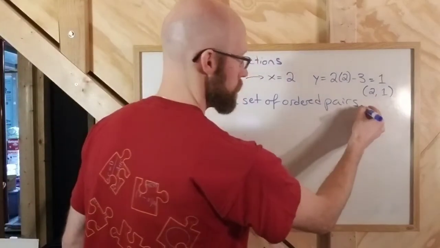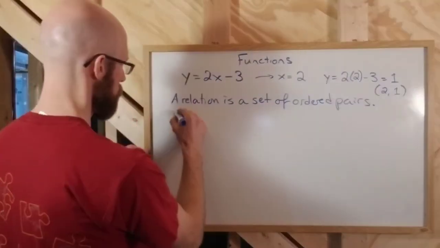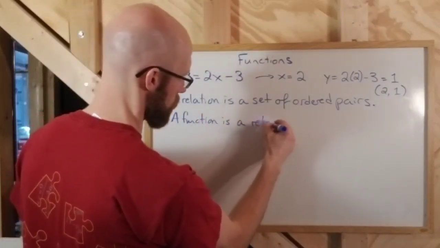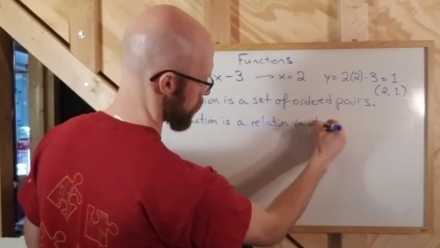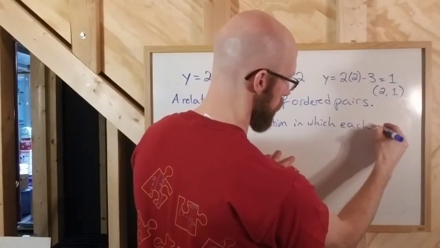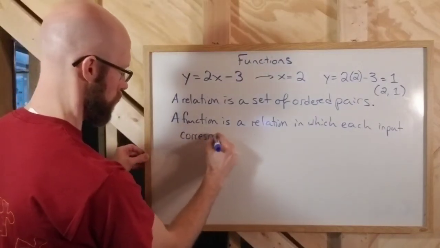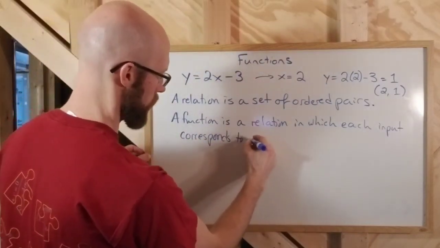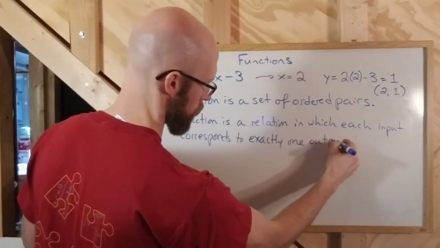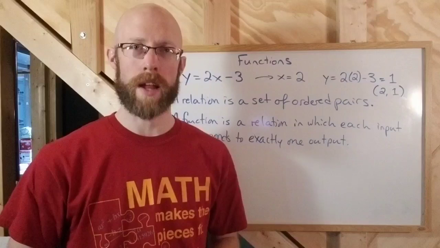Now, a function is a specific type of relation. A function is a relation in which, and here's the important part, each input corresponds to exactly one output. Okay, so that's the key. Each input corresponds to exactly one output.